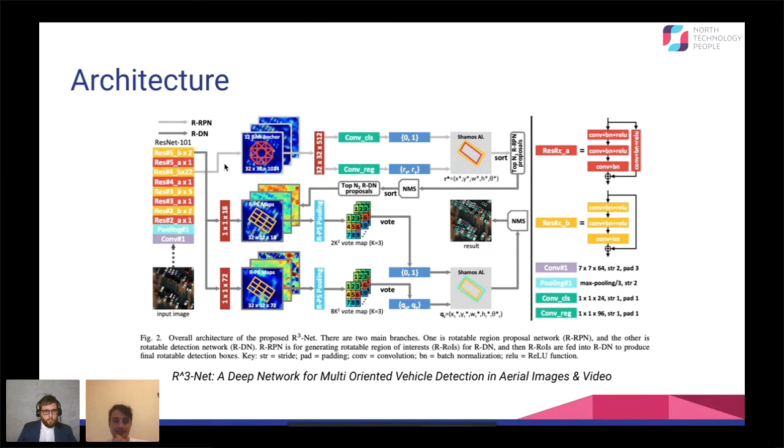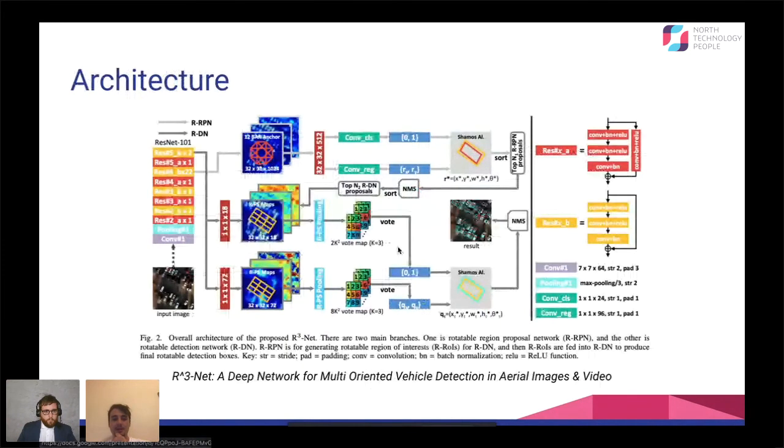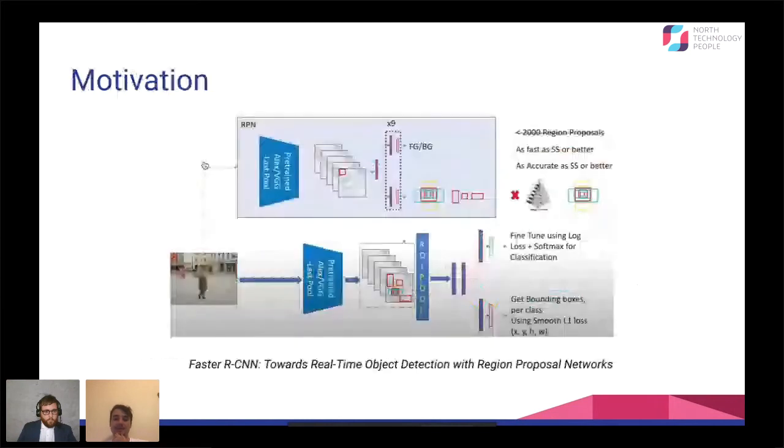So it functions to do the same thing as the region proposal network in Faster RCNN, but it also can predict orientation of bounding boxes. And then the region detection network is exactly the same as Fast RCNN. We're taking the region proposals and this additional orientation information and trying to refine those predictions.